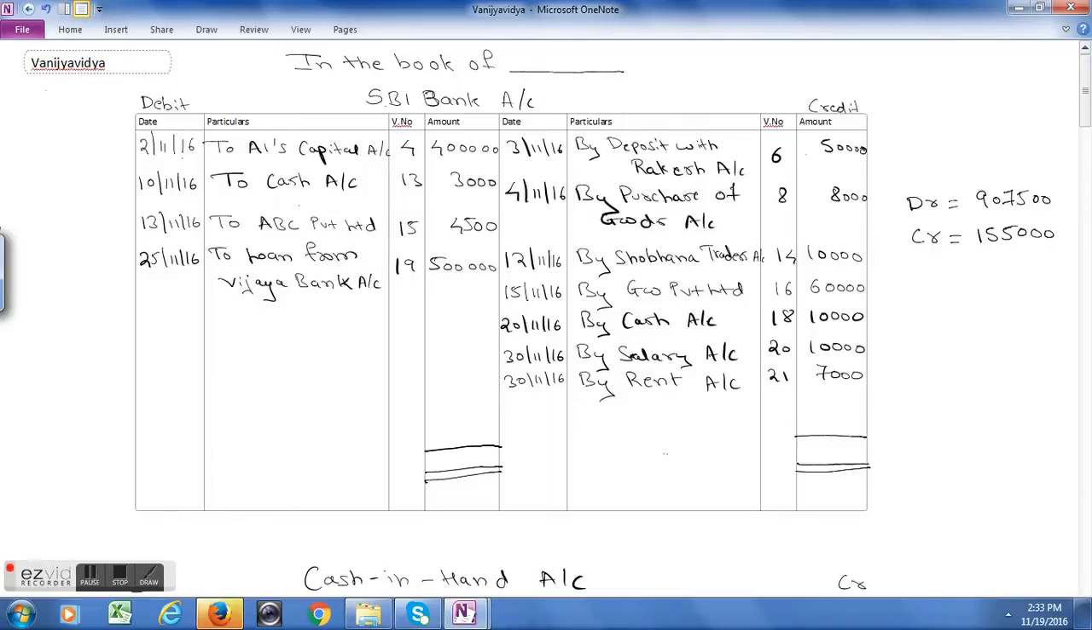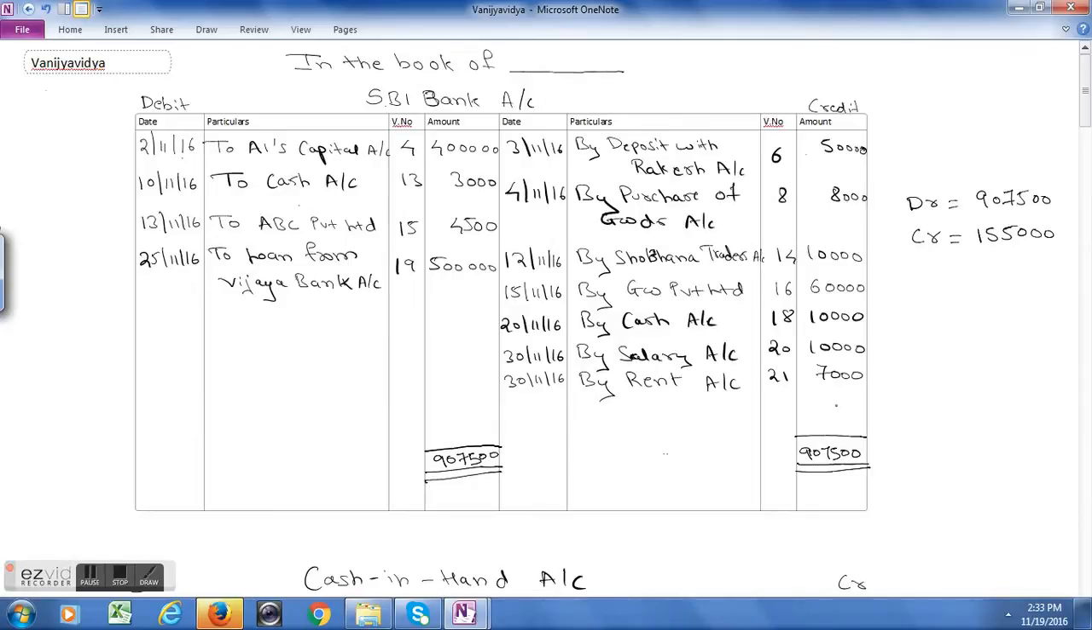Here you can see the debit side total is 9,07,500. So we'll be writing that 9,07,500 on both the sides. But the credit side total comes to only 1,55,000. So 9,07,500 minus 1,55,000 is our closing balance for the SBI bank account.